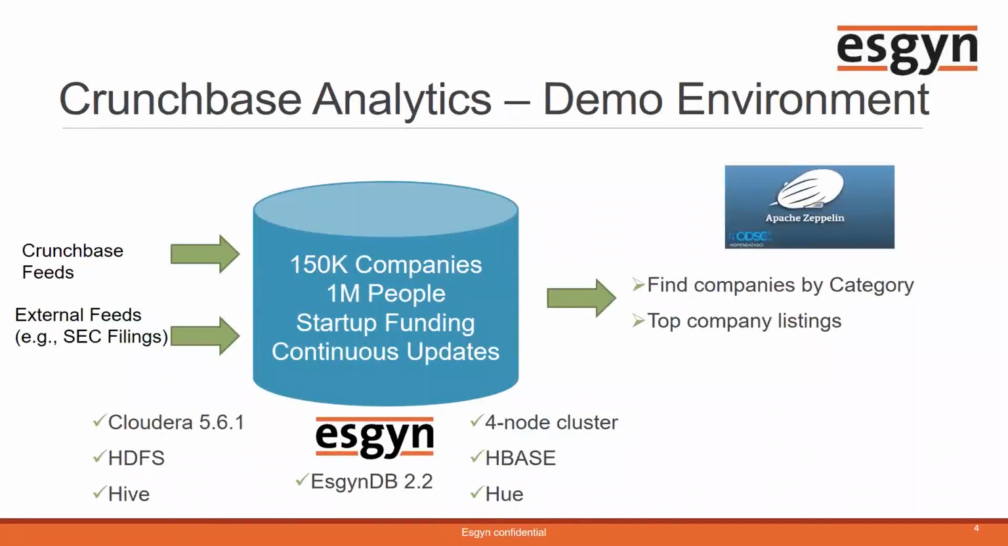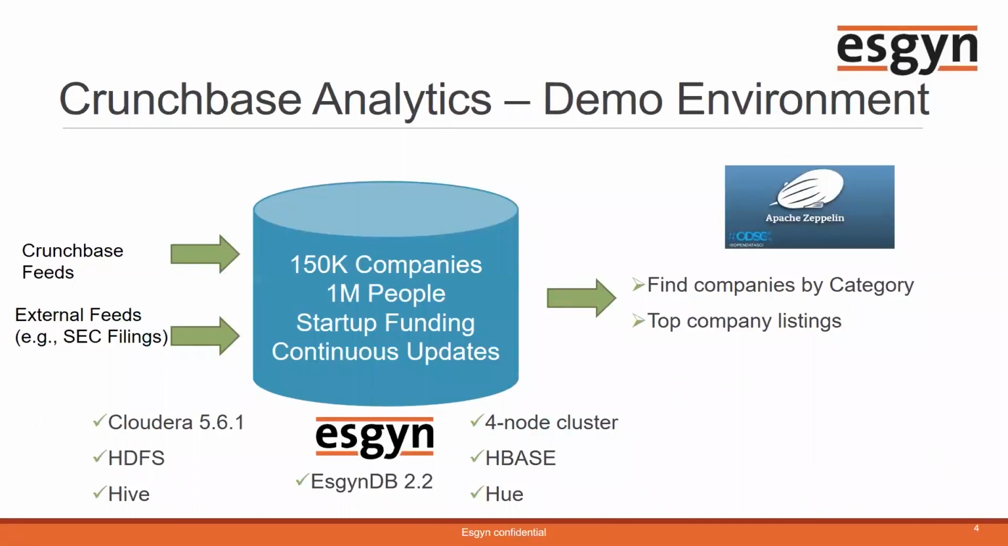We have deployed a Cloudera-based stack that includes HDFS, HBase, Hive, and Hue on a 4-node cluster. EsgynDB is installed on the same nodes as the Cloudera CDH stack. Let's understand the volume of the data in this demo. There are 150,000 companies and several million people. This data is continuously being updated from the Crunchbase Live site.